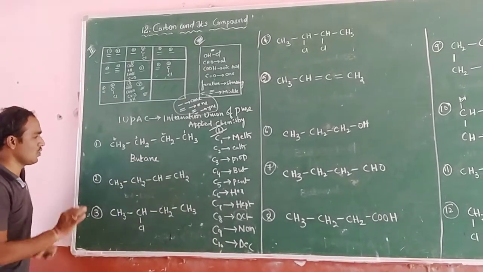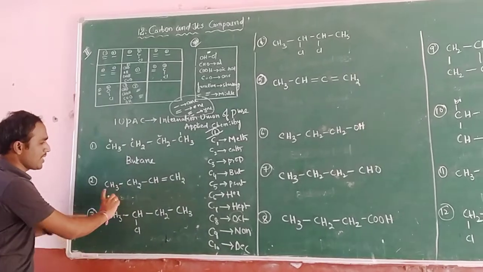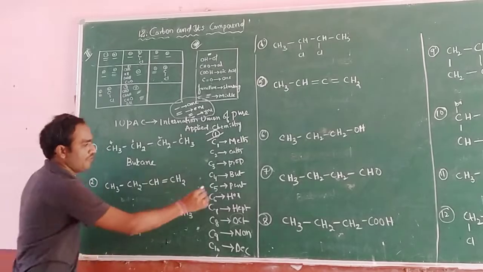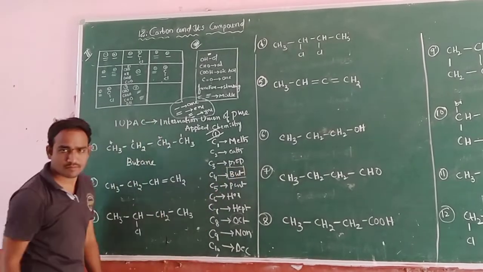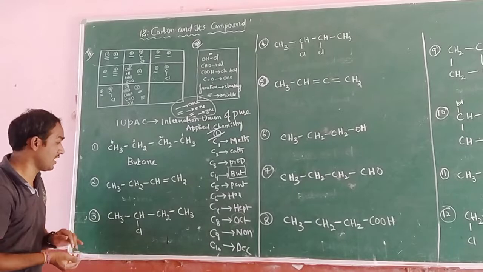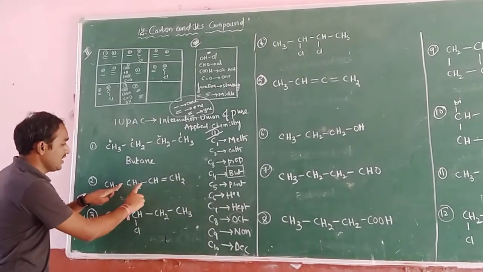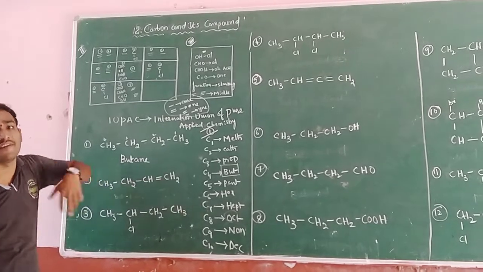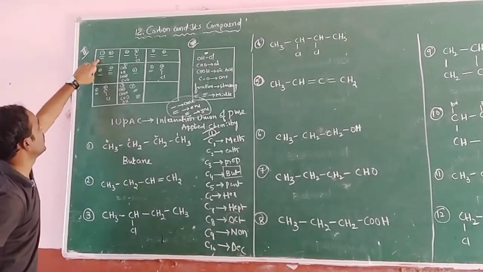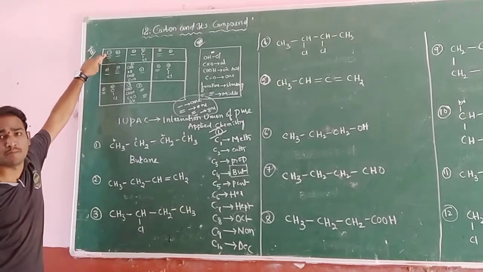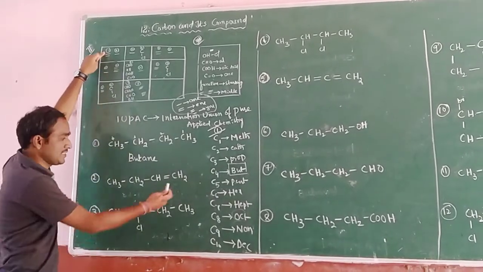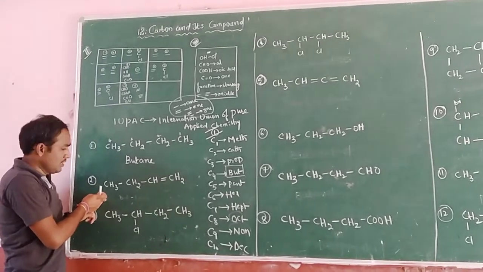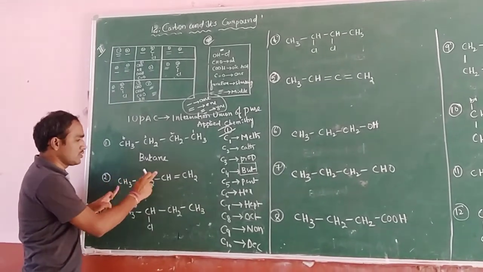And the second one is CH2. How many carbons are here? 1, 2, 3, 4. If it is 4, that is called but. And here is one more condition. Here we have a single bond and a double bond. If you have a single bond and a double bond, we have to give priority to the double bond first. So see this one. If you give the numbering from the left side, 1, 2, 3, 4.